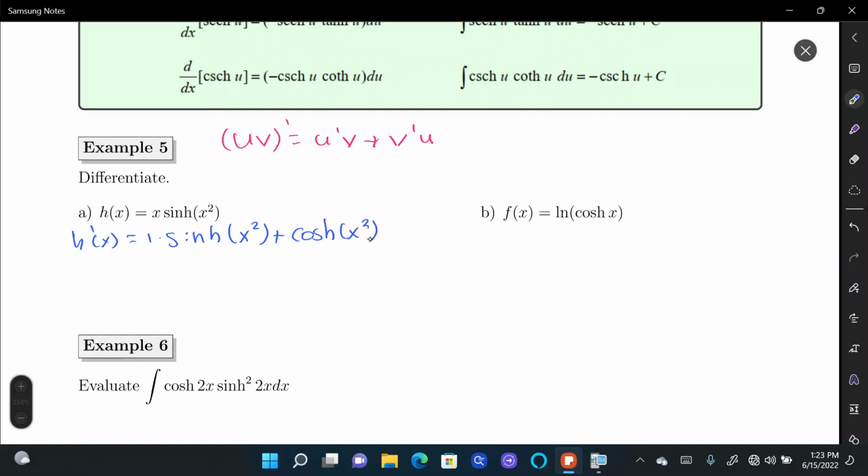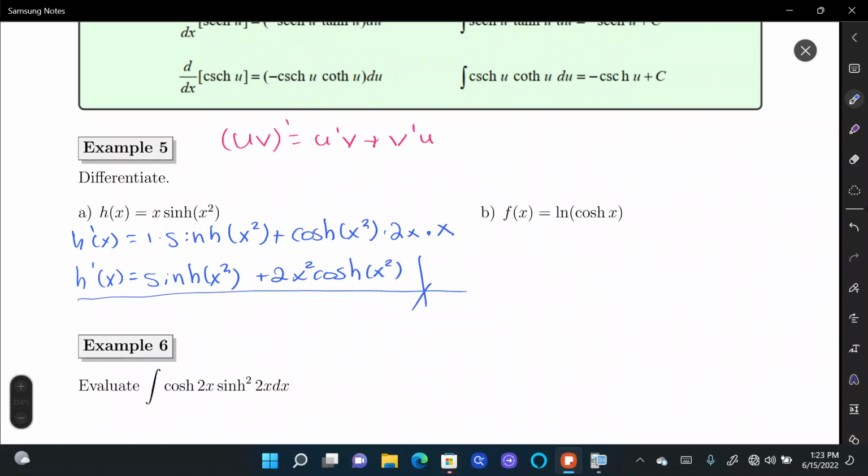with the same argument, x squared, times the derivative of the inside of the parentheses, because this is a composite function, so we need the chain rule, which in this case is 2x. That times the u function, which is x. We can simplify a little bit and clean up some symbols here. That'll be sinh of x squared plus 2x squared cosh of x squared. Final answer.